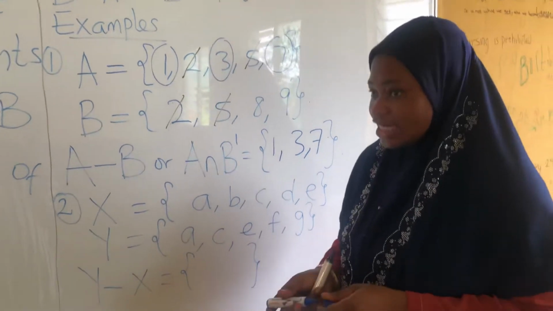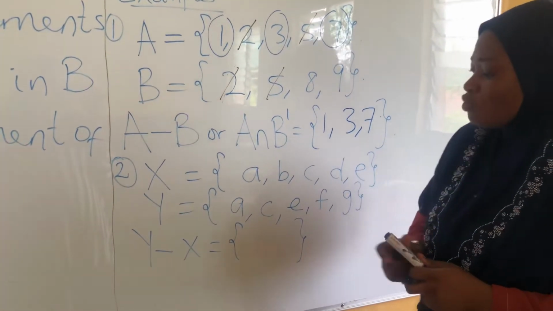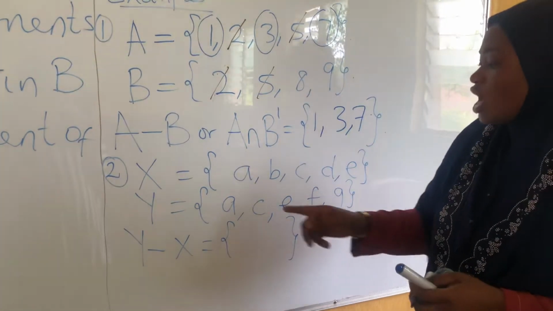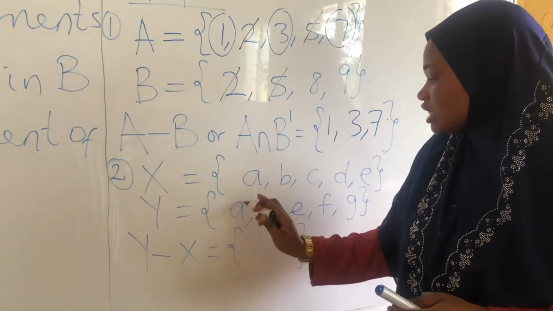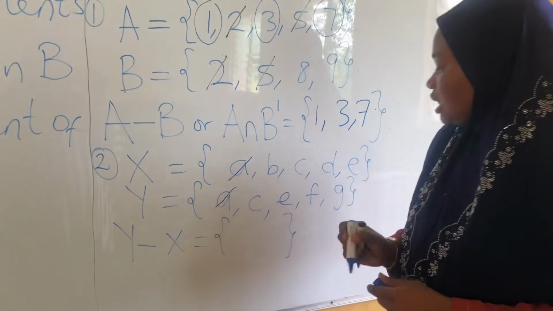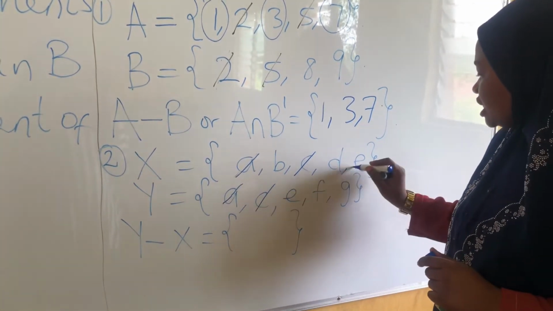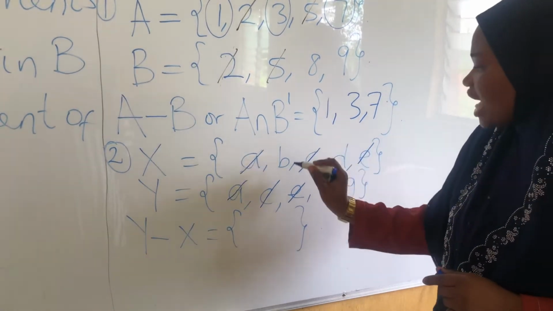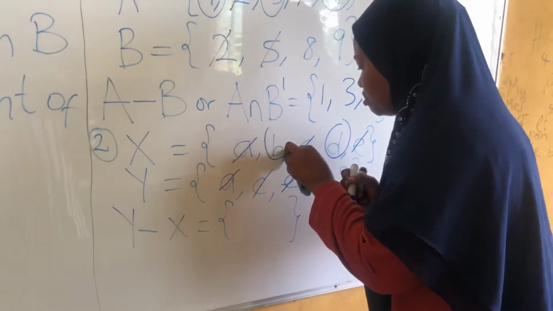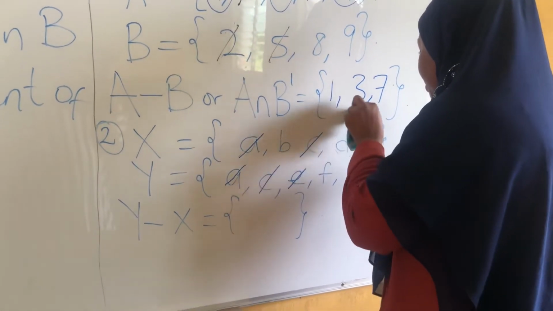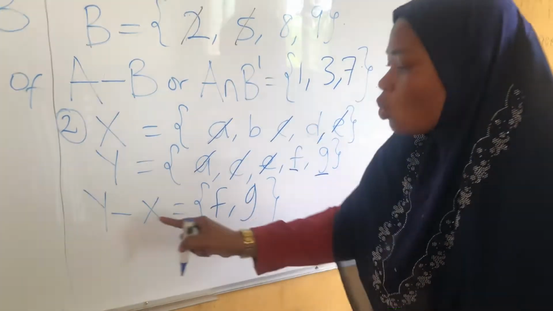Another example: set X is equal to {a, b, c, d, e} and set Y is equal to {a, c, e, f, g}. If we want to find Y minus X, we have to delete those elements that they have in common. We can see that there is a in set X and there is a in set Y, so let's cancel those elements. Now, b is in X, b is not in Y, we leave that one. c is in X, c is in Y, so let's cancel it out. e is in X, e is in Y, let's cancel it out. The remaining elements in Y are what we want to write now. Those elements that remain in Y are f and g. So that is Y minus X.